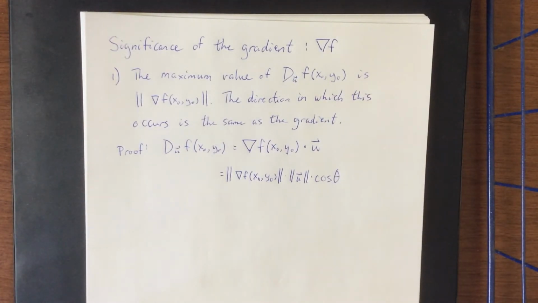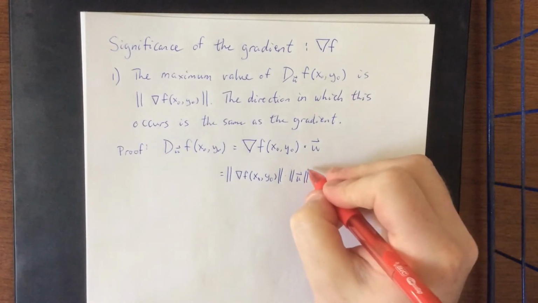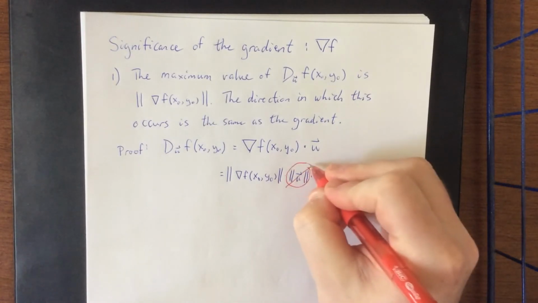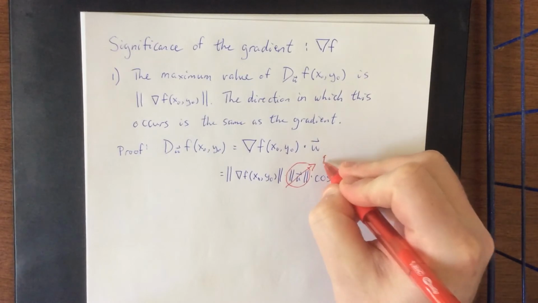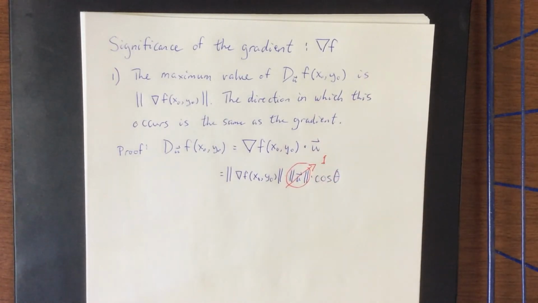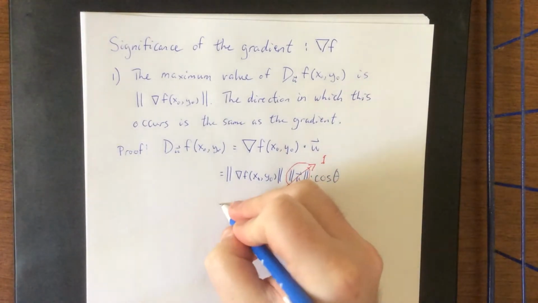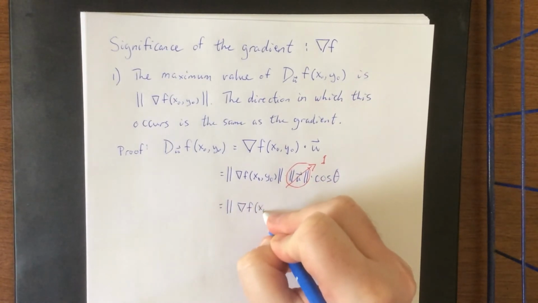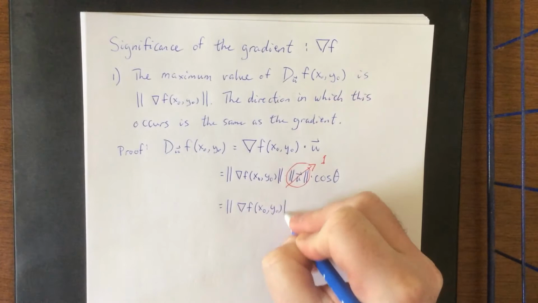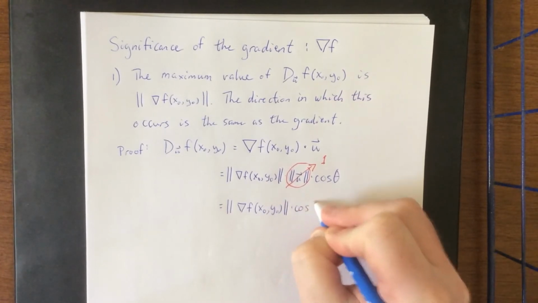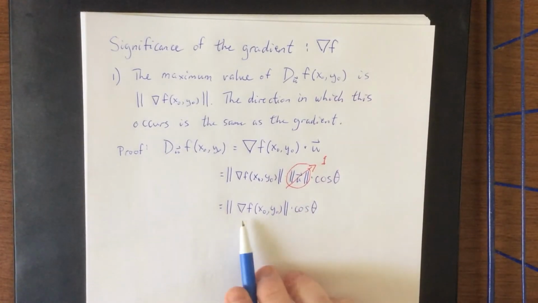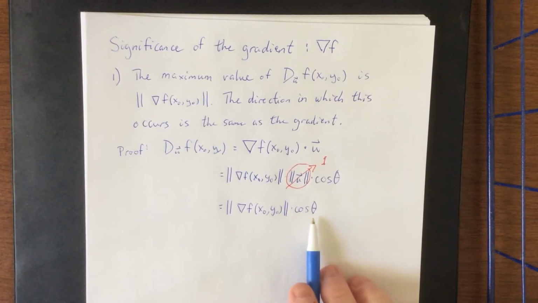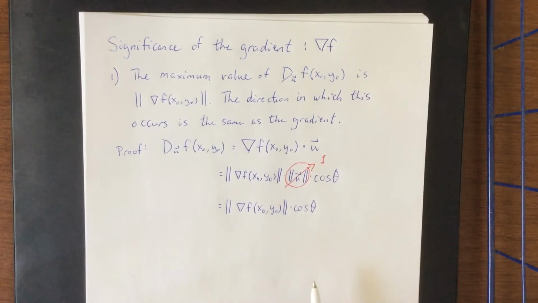Now, right away, one of these terms we can get rid of immediately because the magnitude of a unit vector is guaranteed to be 1. As a result, the directional derivative is going to be equal to the magnitude of the gradient vector times the cosine of theta.